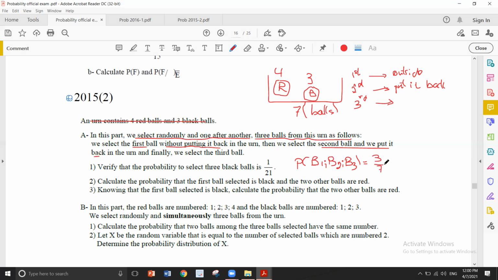That is for the first, times the second. The second ball, how much? 2 over 7? Not correct. 2 over 6, times the third one, 2 over 6. The third ball is with replacement, that's why we wrote 6, not 5.